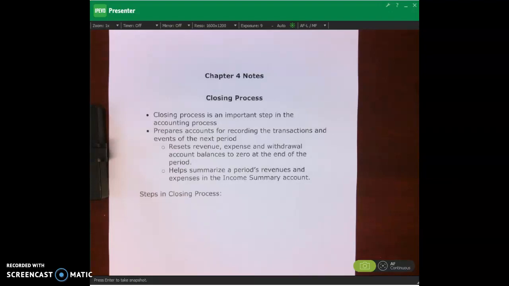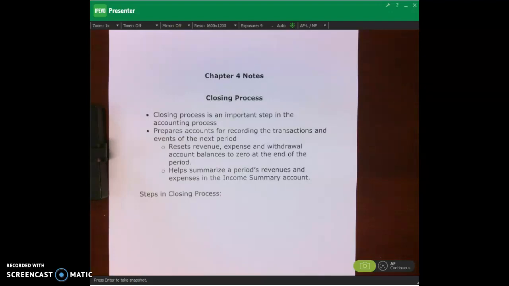Those revenue and expense accounts, rental revenue, consulting revenue, rent expense, supplies expense, insurance expense, have been collecting revenues and expenses over the last accounting period. Remember, the accounting period we're saying is a year. So they've been collecting information for the last year. And what we need to do is set the balance in those accounts to 0.